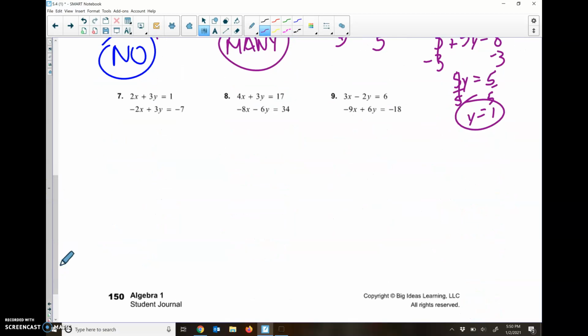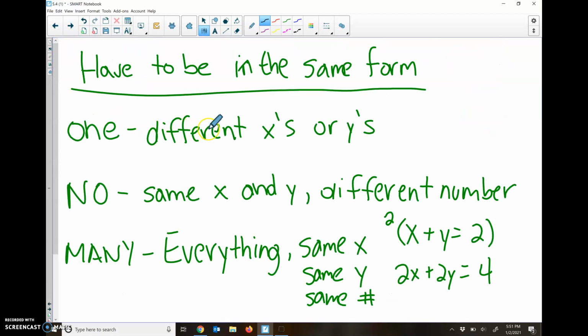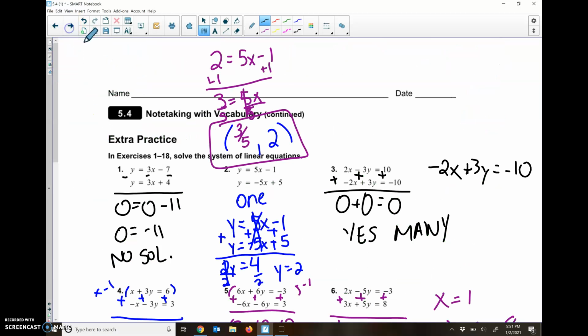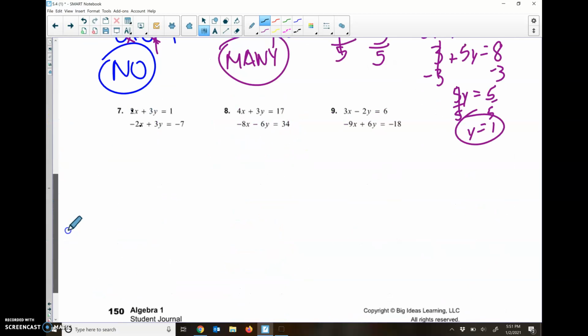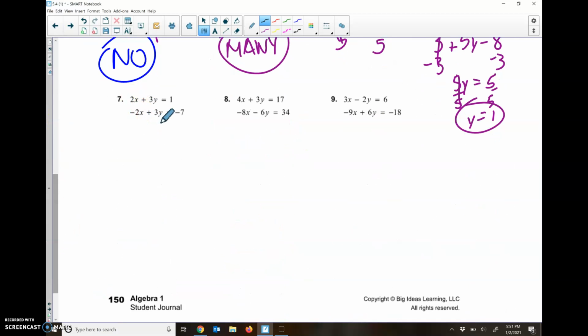I'll do these last 3 kind of the fast way one more time, so we'll kind of see how it goes through. So I have a positive 2x and a negative 2x, a positive 3y and a positive 3y, so both positive 3y's, and a 1 and a -7. So right away I kind of see, well, 3y and 3y are the same, but my x's aren't the same. So if you remember, if x's or y's are different, so my y's are the same, but my x's are different.